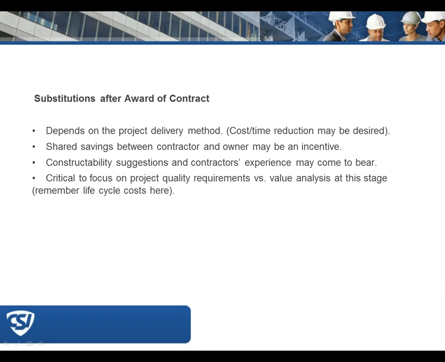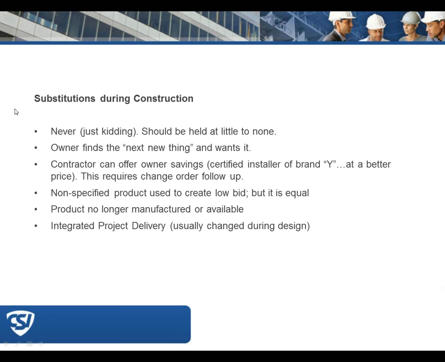Well, this slide goes really closely with the next one. This is after award. Matthew, let's take a look at the next one and maybe catch questions or comments for them both. We won't be gone from this, but so what about substitutions after the contracts have been awarded and during construction? Well, that's easy. Just say never. Don't do it.